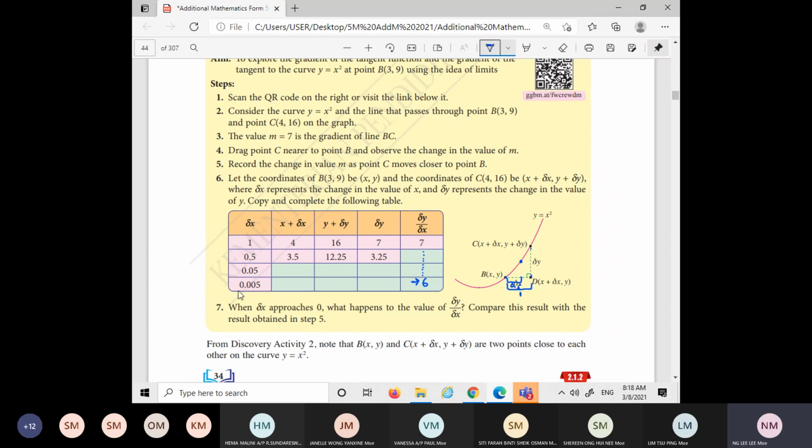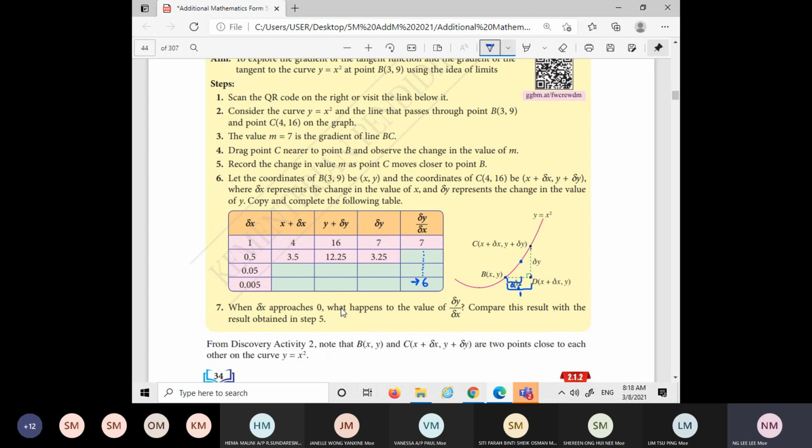If I want, I have to drag exactly until 0.05 and then see what the answer is here, but I don't want to waste the time to get the accurate answer. I want you to know the idea. The gradient actually starts from 7 and then goes nearer and nearer to 6. So when del x approaches 0, it means point C is very close to point B already.